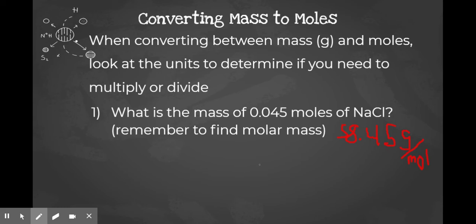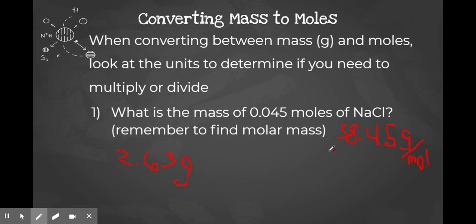So we take our handy dandy little calculator here. I'm using my phone. 0.045 times 58.45 gives us 2.63 grams.